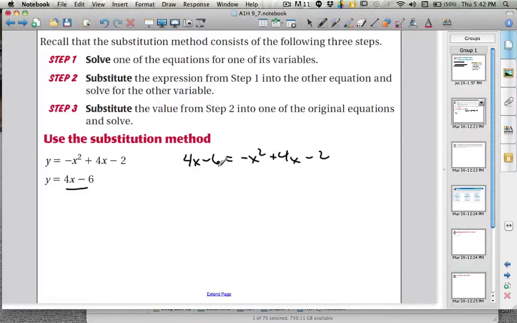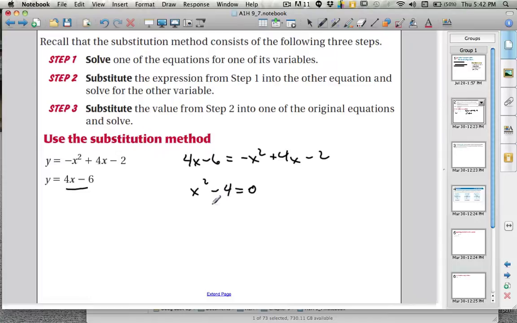So I want to put everything on one side of the equation and make it equal 0. And I want my leading coefficient to be positive, so I'm going to add x squared to either side. And I'm going to subtract 4x. 4x minus 4x is nothing. And I'm going to add 2. So I'm going to have x squared minus 4 is equal to 0.